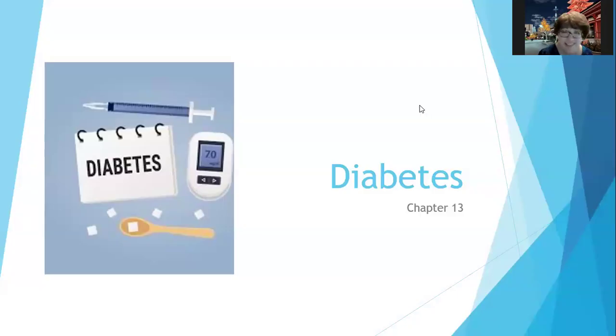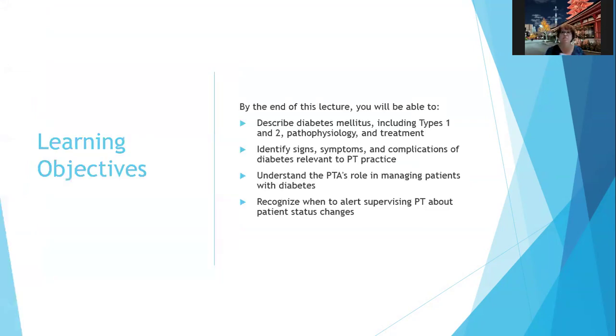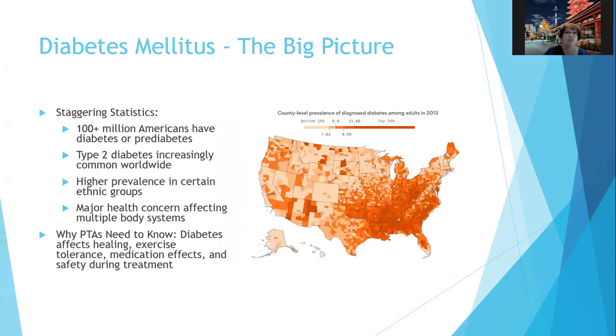We're talking about diabetes separately from other endocrine disorders just because so many of our patient population is affected by diabetes. So the learning objectives: type 1 and type 2, pathophysiology and treatment, signs and symptoms, complications relevant to PT practice. What is our role in managing patients with diabetes and recognizing when to alert the supervising PT, as per usual.